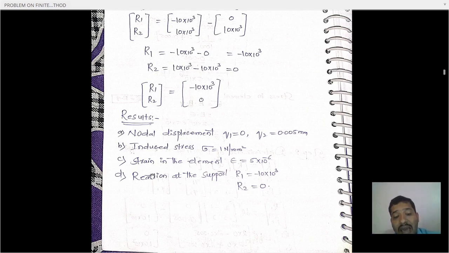The strain in the element is 5 into 10 power of 6, which has no unit because it is dimensionless. The reaction at the support: R1 is minus 10 into 10 power of 3 Newton. The unit of reaction is Newton. Write down here, R2 is 0 Newton. So we got the whole concept.